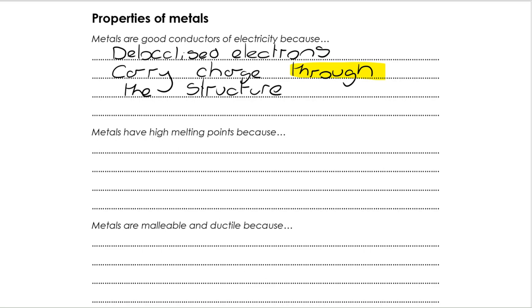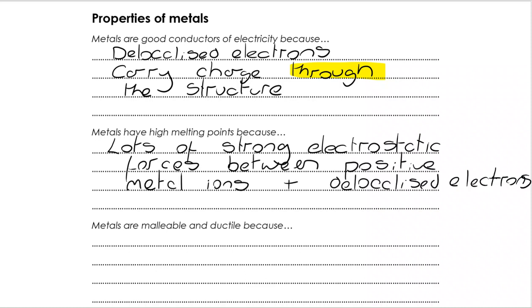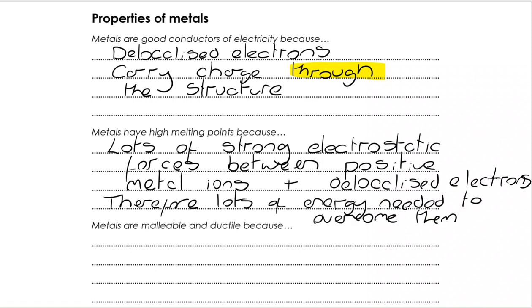What about metals having high melting points? We know there are 1 or 2 exceptions to that, but generally they do have high melting points. Well, some of the key words, I'm going to break this right down. Lots of strong. It's the idea that what holds it together is strong, and there are a huge amount of them. But what are they? Well, it's electrostatic forces. We speak about electrostatic forces in ionic bonds as well. But the electrostatic forces are between different things here. In ionic, it's between oppositely charged ions. Here, it's between positive metal ions and delocalized electrons. And because of all of that, lots of energy is needed to overcome them.